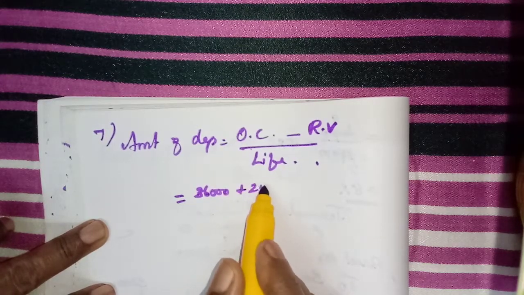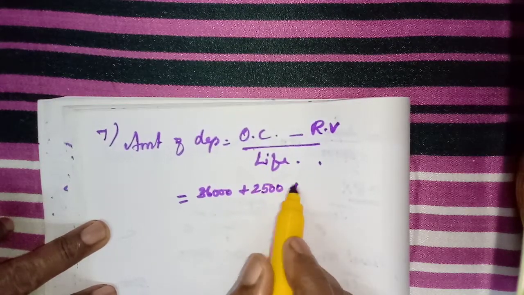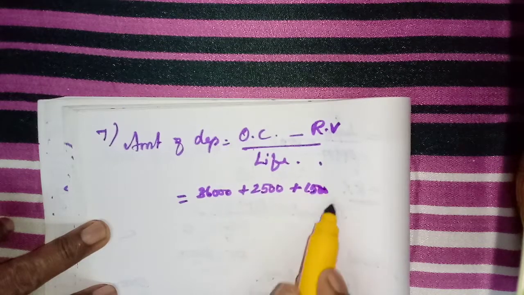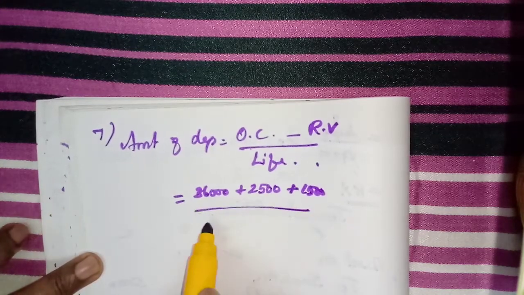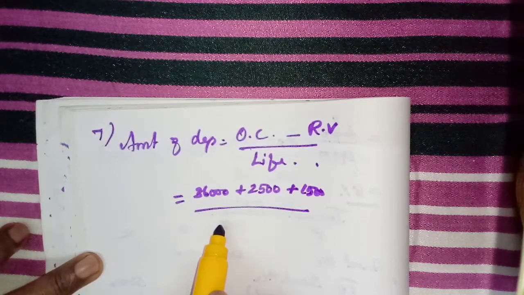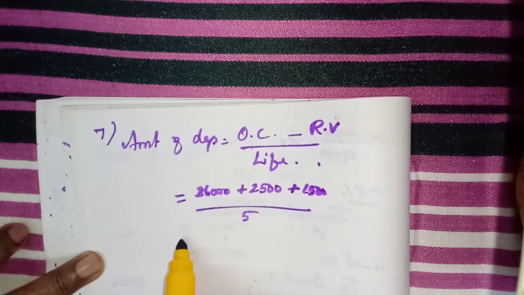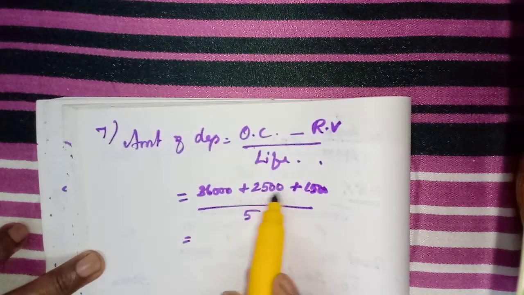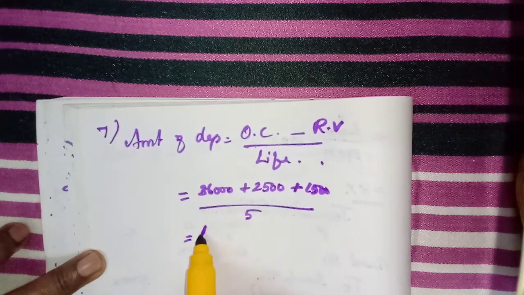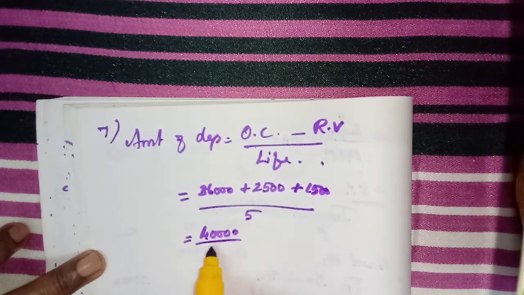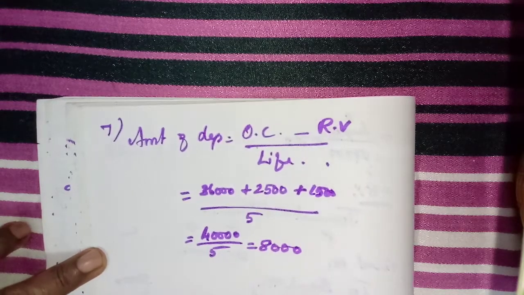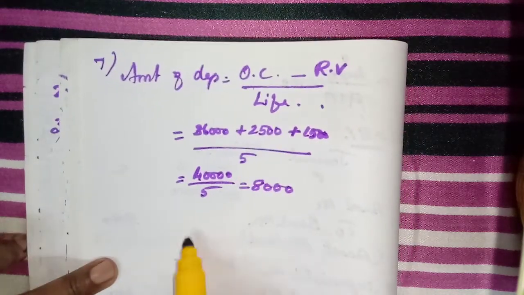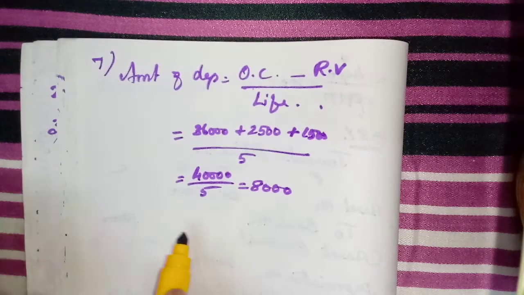plus freight charges 2,500 plus 1,500 installation charges. Any residual value given? No. Then divided by useful life of the asset, 5 years. So calculate: if we add 4,000 plus 36,000, it is 40,000. 40,000 divided by 5 is 8,000. Now we have calculated the amount of depreciation. Now prepare the journal entries.